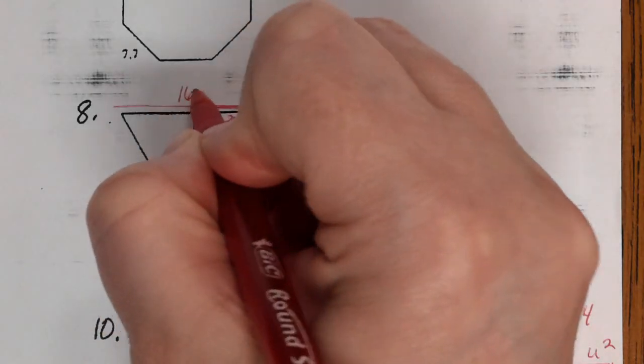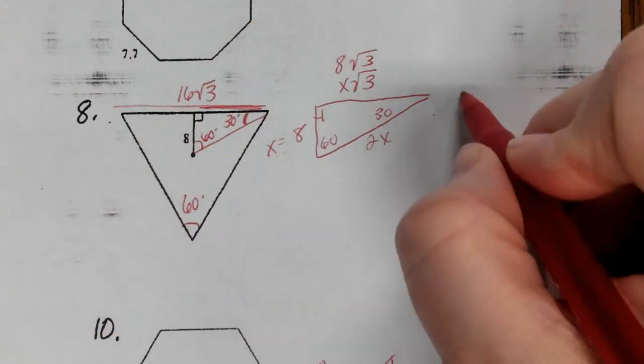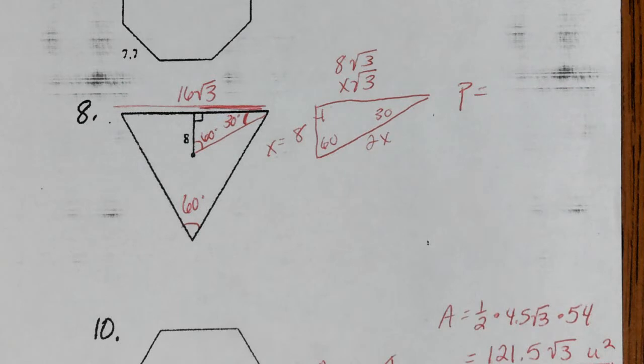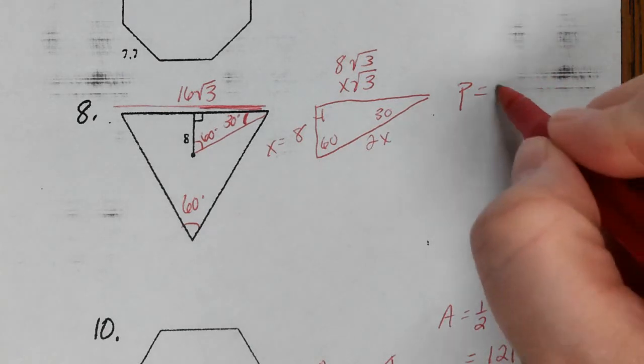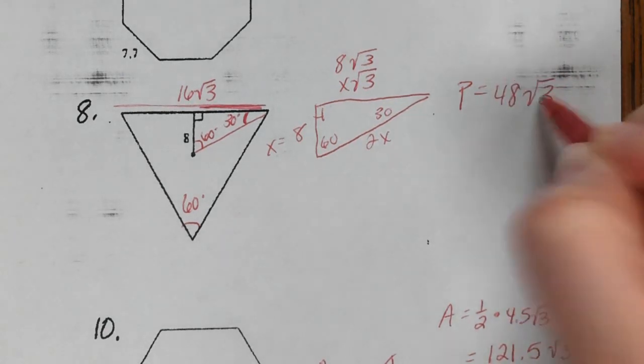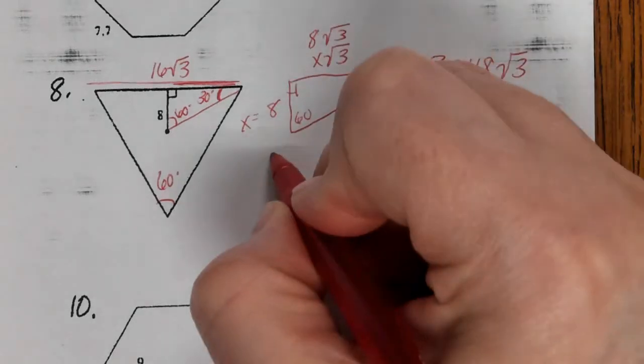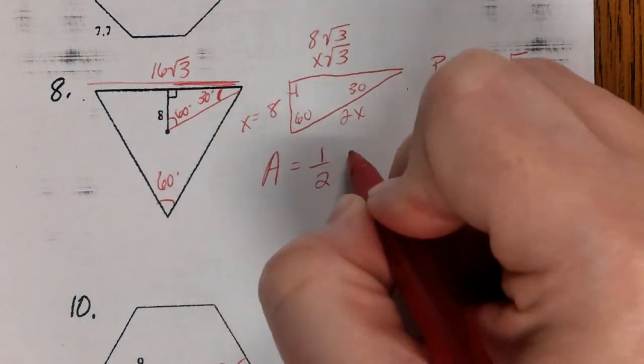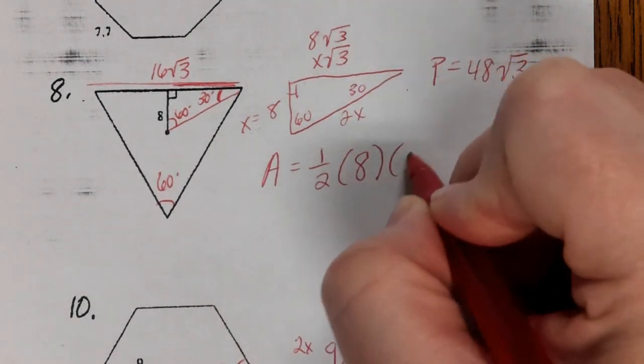Yeah, 16 square root of 3. So for perimeter, you're just going to triple that. What do I get when I triple 16? So it's 48 square root of 3 for the perimeter. So when we plug all this in, half, you already had your A, and now we have our P.